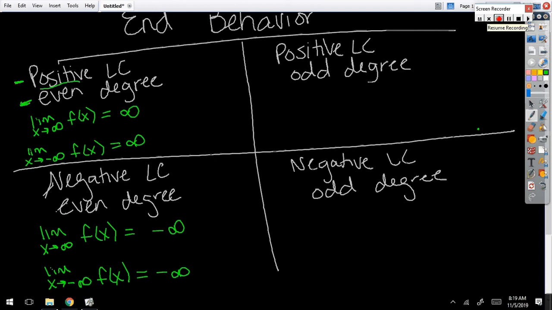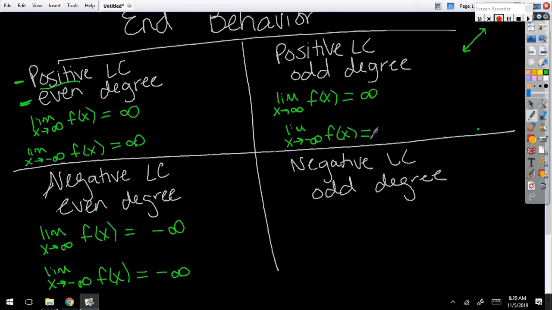All right. Positive and odd degree. So the easiest thing I can think of is a line with a positive slope. The ends are going to go off in opposite directions. Sometimes I have to draw the odd one and look at it so I can remember. A line might look like that with a positive slope. Which means to the right, what does the graph do? It goes up. And how about to the left? Down.